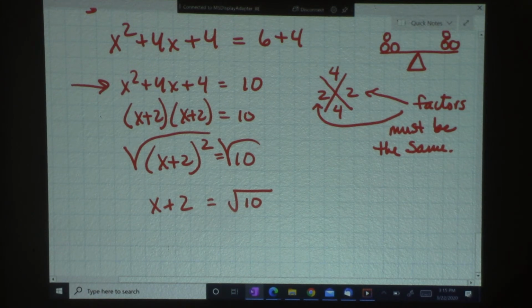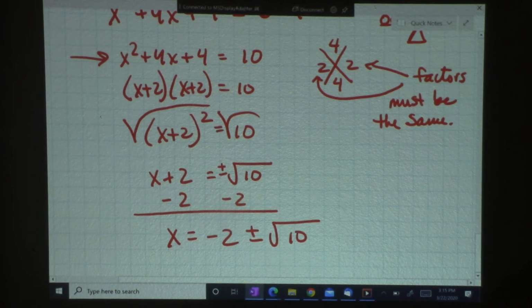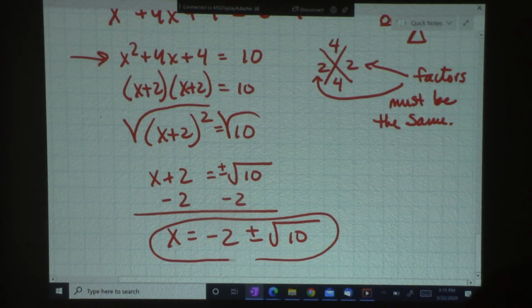And then, actually that's plus or minus, isn't it? And then I'm going to subtract 2 from both sides, and I get x equals negative 2 plus or minus the square root of 10. And that, my dear students, is the answer.